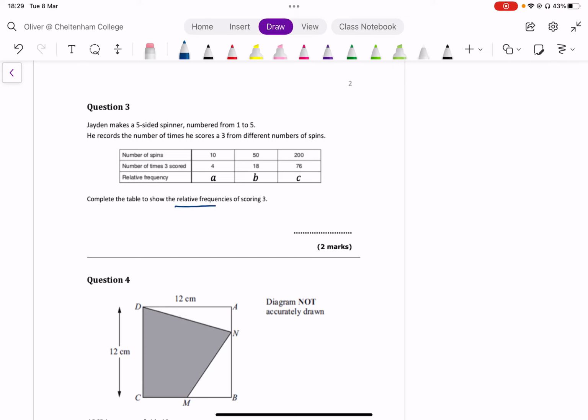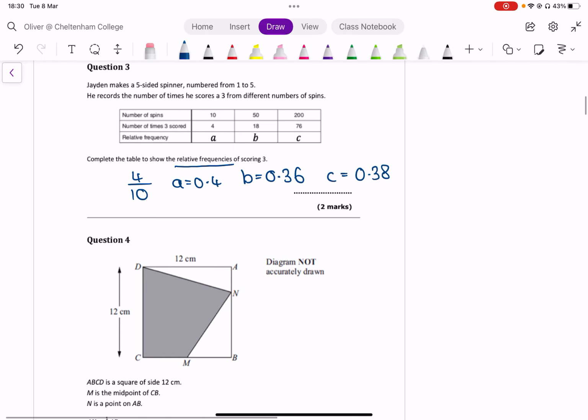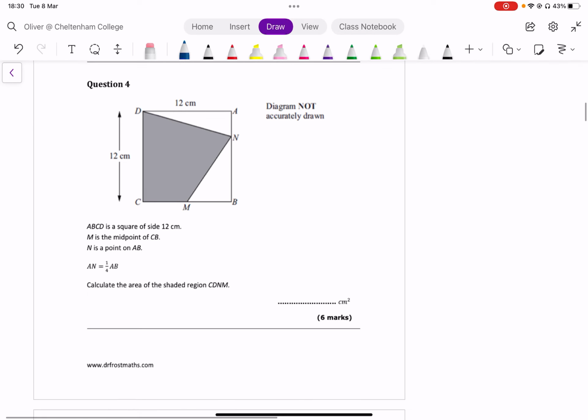Relative frequency basically is how much does it actually come up in practice. So for A is 0.4, B is 18 divided by 50, which is 0.36. C is 76 divided by 200, which is 0.38. But that's just basically, do you know what the word relative frequency means?